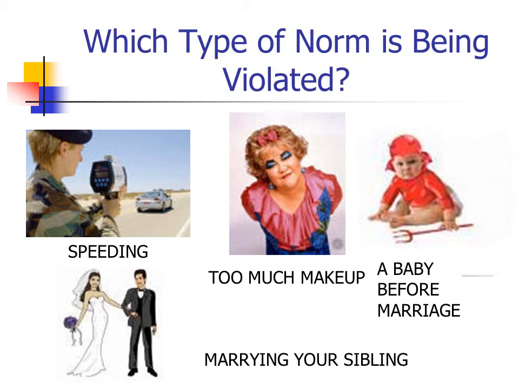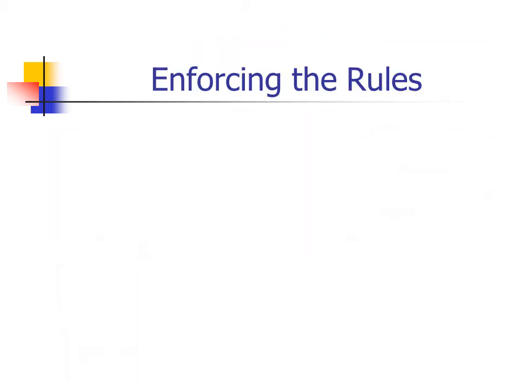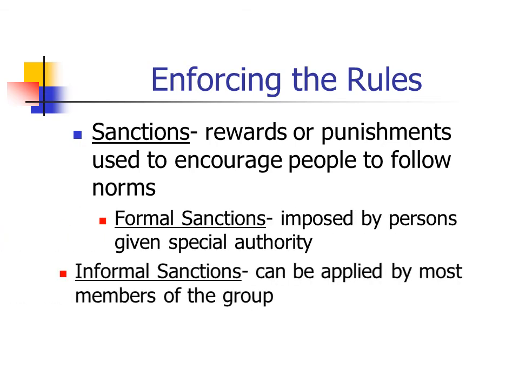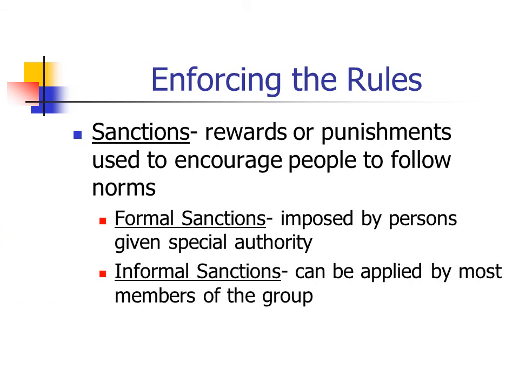Okay, so hopefully those examples give you an idea of what we mean when we talk about the different types of norms. Okay, so how do we enforce these rules? Well, obviously, we talked about laws being enforced by some sort of official in the culture, but sanctions are just what we call rewards or punishments that the culture uses to encourage people to follow their norms. And sanctions can come in two different forms. You can give formal sanctions, which are imposed by persons given special authority. So, in the example of our different types of norms, laws are going to fall under the guise of formal sanctions. But you also have informal sanctions, which can be applied by most members of the group.